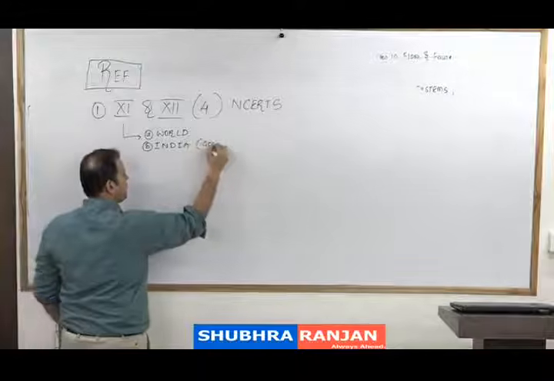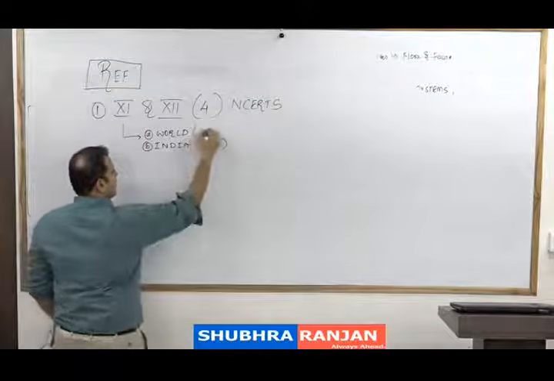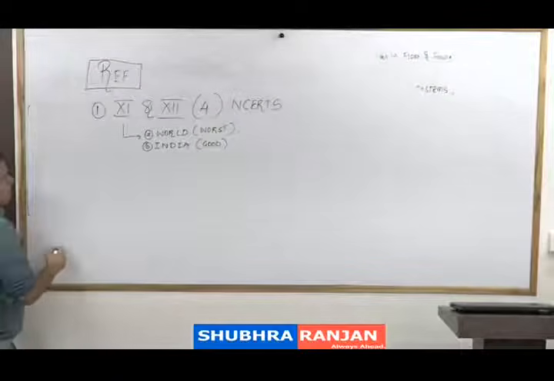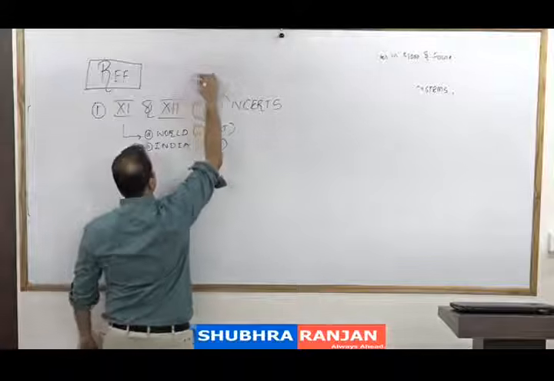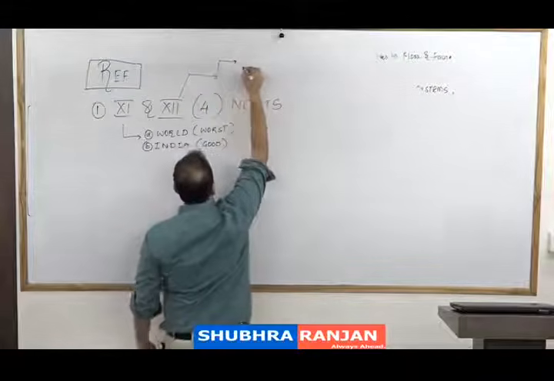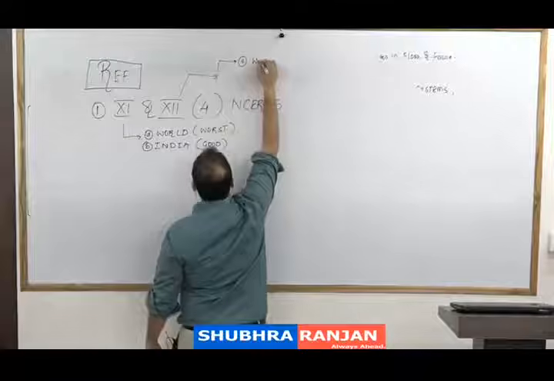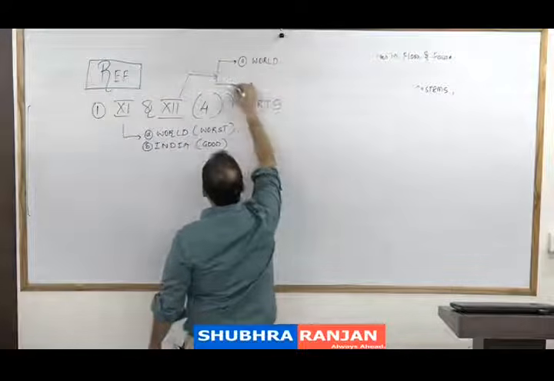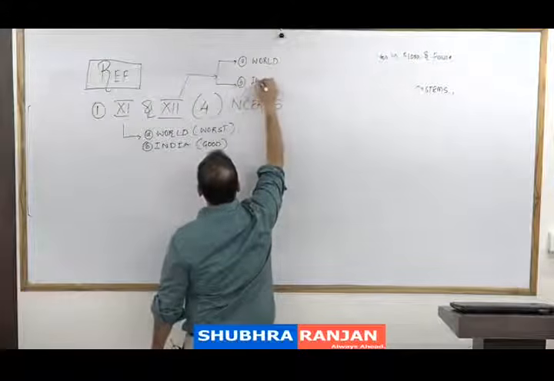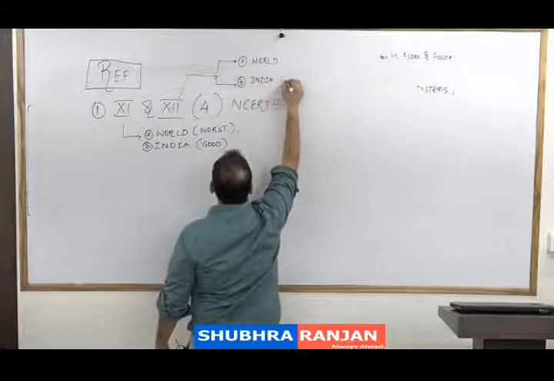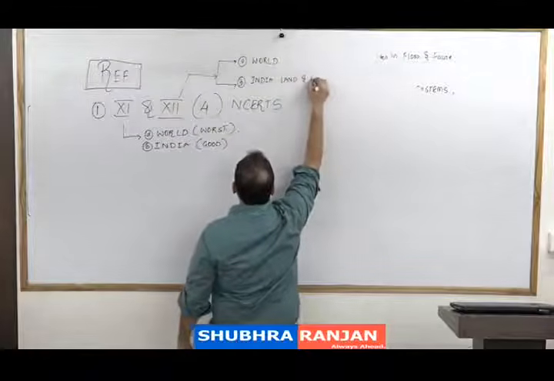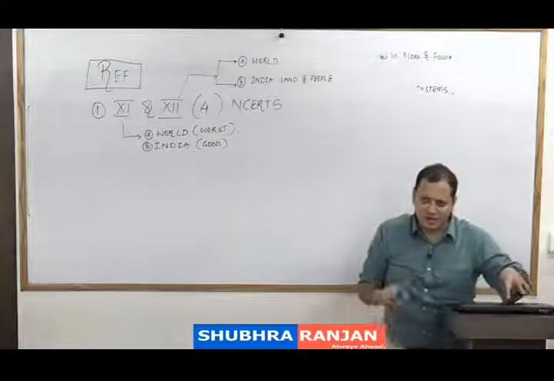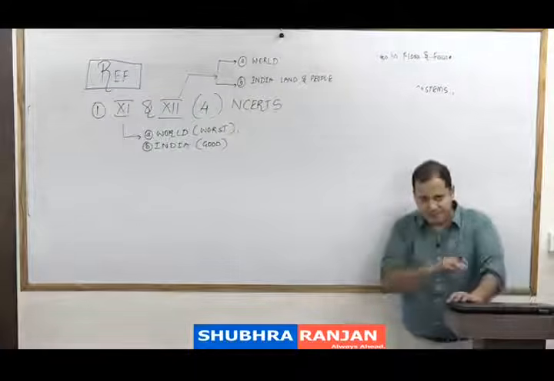This is very good. This worst NCERT. Then 12th standard में there are 2 NCERTs. Again, human geography is 12th standard. It is the world human and the second is India, land and people. It talks about the location of industries, etc. All these parts in the India, land and people.